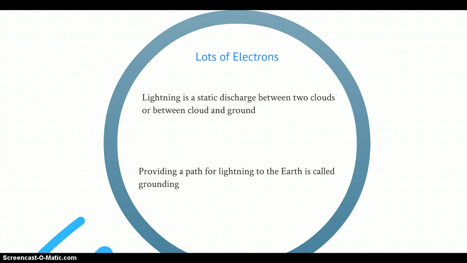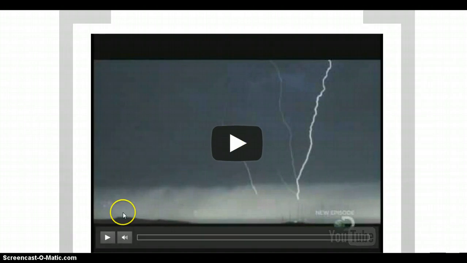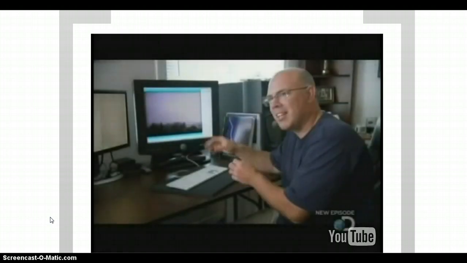So that's called grounding, where you provide a path for it to go through so it doesn't ruin everything. I'm going to show you a little video about some ground to cloud lightning. Okay, so check out this. This is the rarest, but this shows in slow motion, and you'll be able to see how it comes from the ground and moves up to the clouds, which once again, it's just a matter of where the extra electrons are and how they are going to move from one space to another.